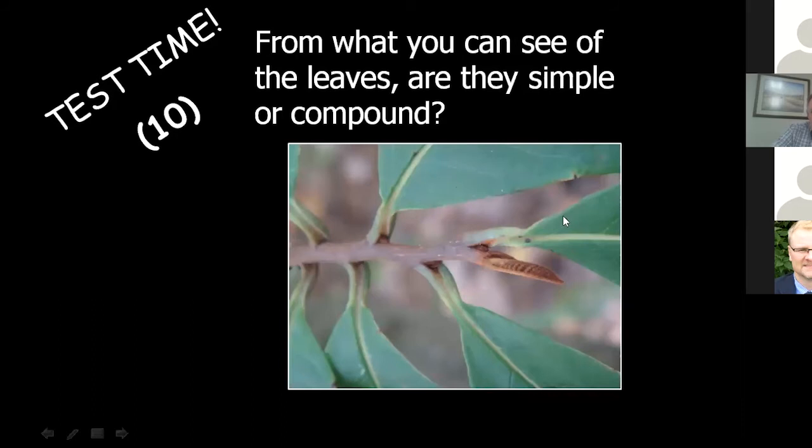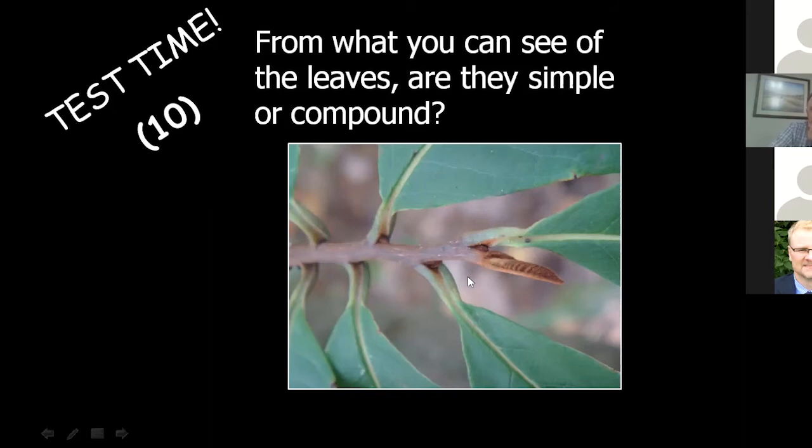Leaves, are they simple or compound? Well, let's look for the bud. Here's a bud, there's a bud. Are they simple or compound? And I'm seeing there's something above there, and I can't remember what it is. The things on the top there are getting in my way.